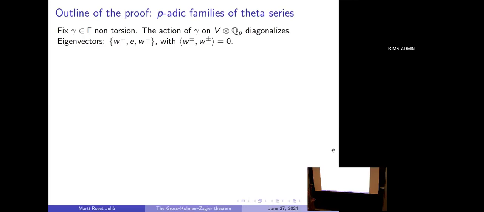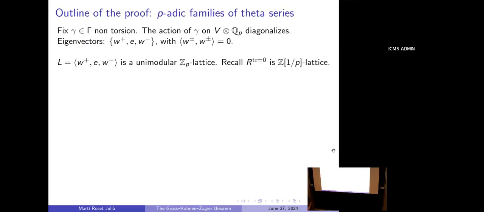And my goal is to use this data to construct theta series. So on one hand, we can take L to be the lattice generated by these three eigenvectors. And I consider a ZP lattice. And I scale the eigenvectors such that this is unimodular. So this gives us a ZP lattice inside V tensor QP.